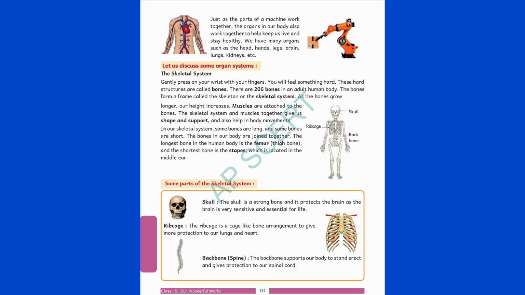Some parts of the skeletal system: skull, ribcage, backbone. Skull. The skull is a strong bone, and it protects the brain, as the brain is very sensitive and essential for life. Ribcage. The ribcage is a cage-like bone arrangement to give more protection to our lungs and heart. Backbone, spine. The backbone supports our body to stand erect and gives protection to our spinal cord.